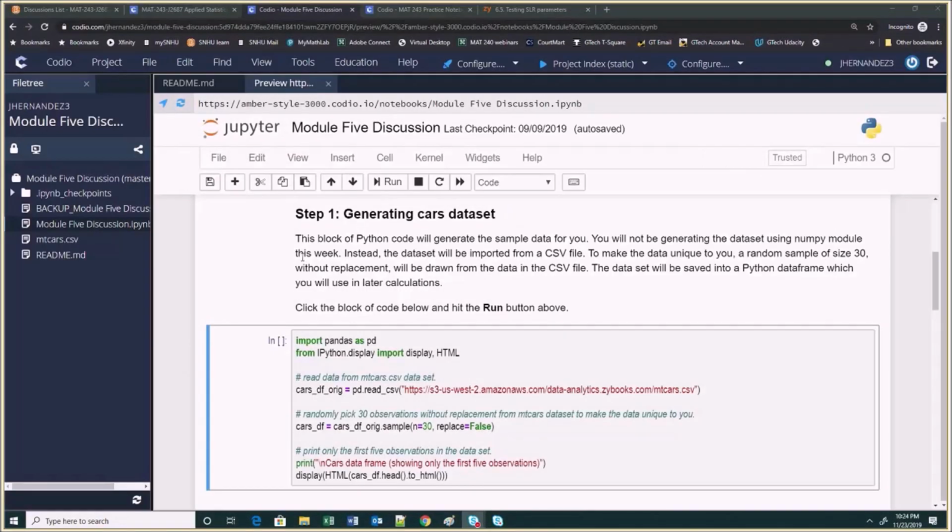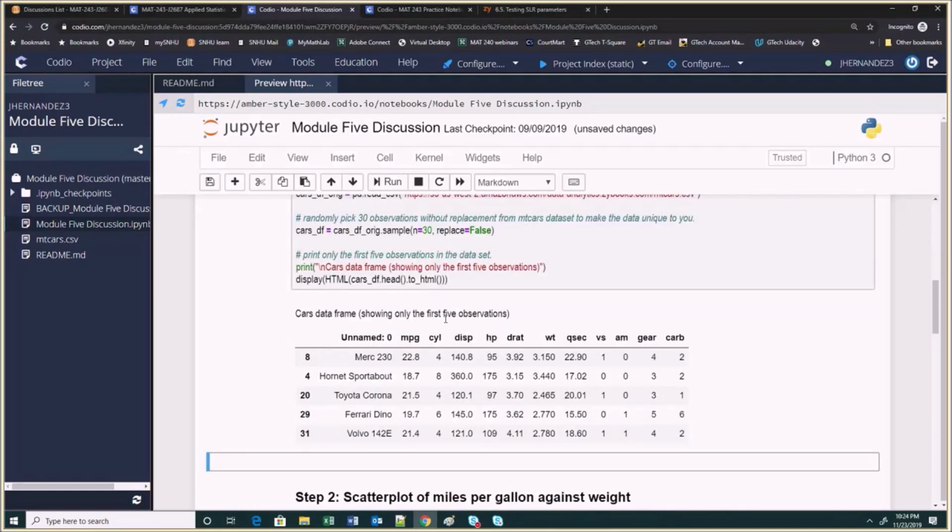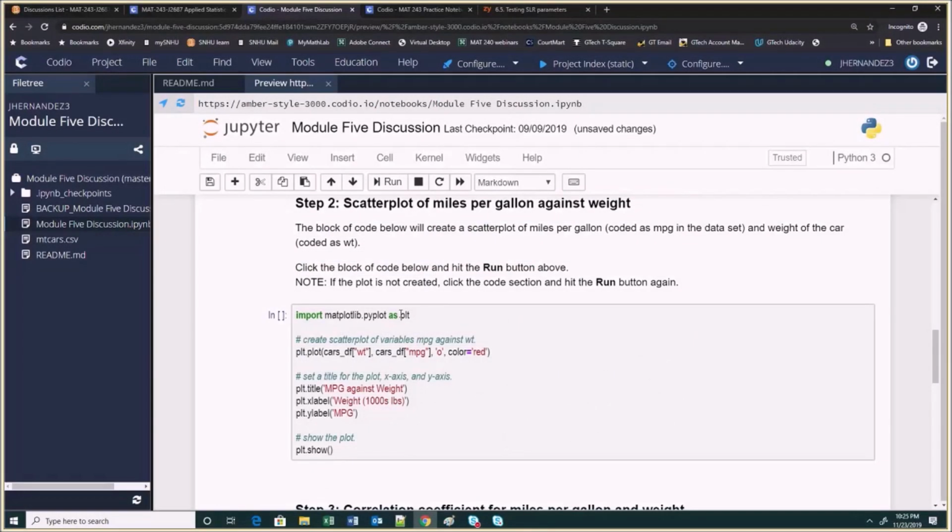So here's step 1 in the Python script. This step will generate the dataset for you. So we will just run this step, and it will print the first 5 observations. So you'll see that we're only looking at the MPG and the WT variable. So these two variables here. The next step is to create a scatter plot of miles per gallon against weight. So let's look at this plot.